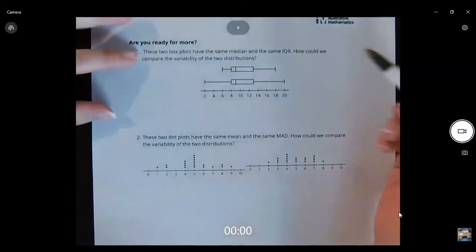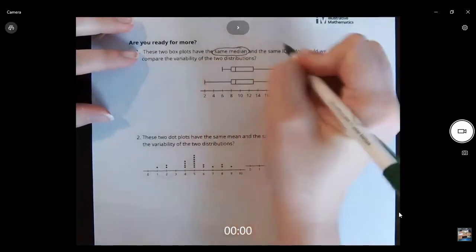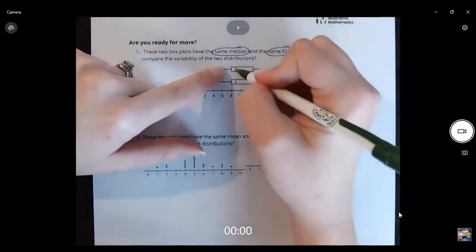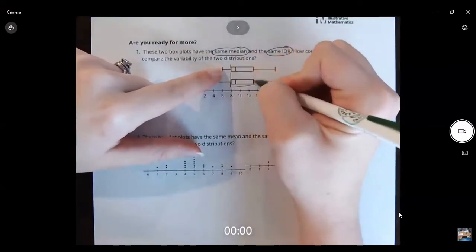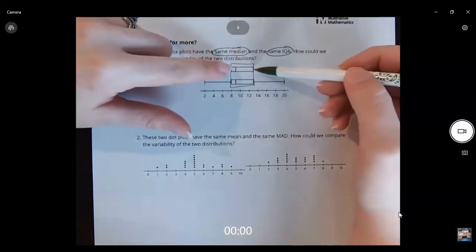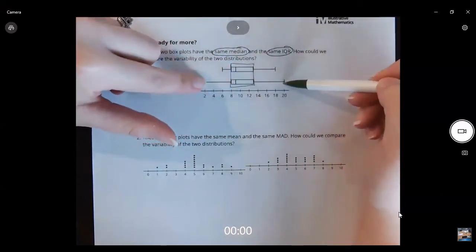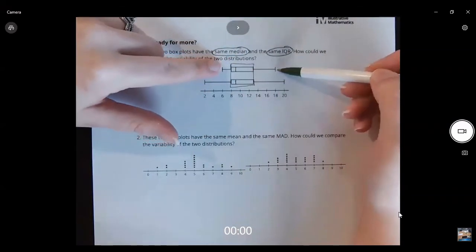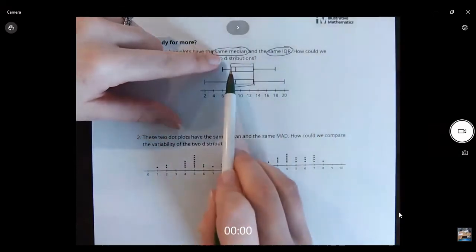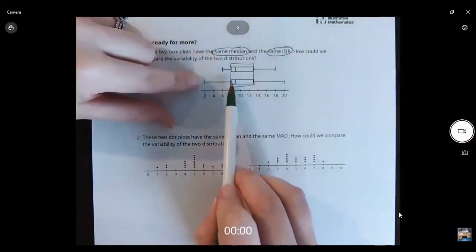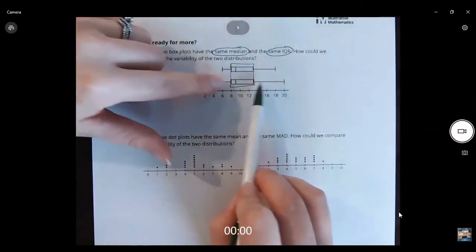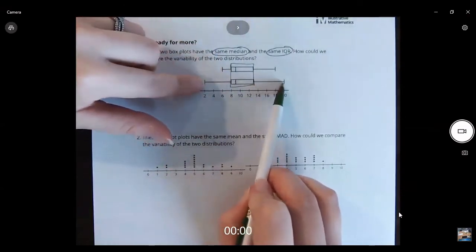This one says that two box plots have the same median and the same interquartile range. So how could we compare the variability if they have the same median and the same interquartile range? Well, if you notice, even though the interquartile range is the same and the median is the same, the total range is not the same. So we could use the range to describe the variability. We could also use the shape to describe the variability. So this one is a little bit more skewed because these data points are closer together, and this one has a little bit more symmetry going on with both ends of this box plot.